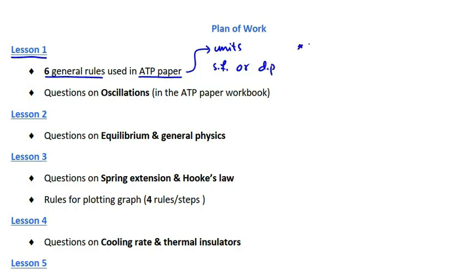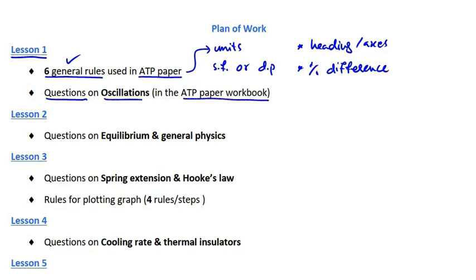They also include rules for writing column headings, labeling graph axis, and determining percentage difference between two values of a quantity to see if the quantity may be regarded as constant or not. Students, after learning these 6 general rules, we will do 2 questions on oscillations in our ATP paper workbook and see how these rules are used in different parts of the ATP paper questions.